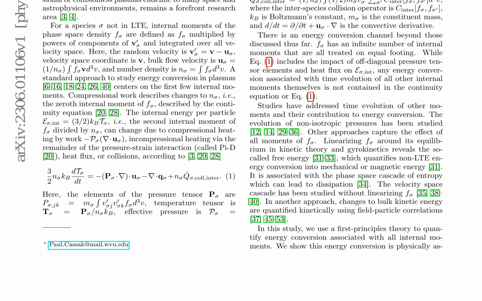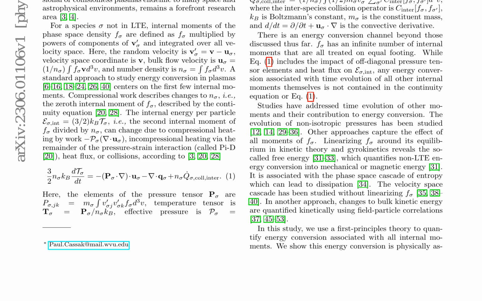Building on previous studies that have explored the time evolution of these higher-order moments, the authors develop a novel method for quantifying energy conversion associated with all internal moments using a first principles theory. This method is applied to particle-in-cell simulations of collisionless magnetic reconnection, a process relevant to various plasma environments, including reconnection, turbulence, shocks, and wave-particle interactions in heliospheric, planetary, and astrophysical plasmas.